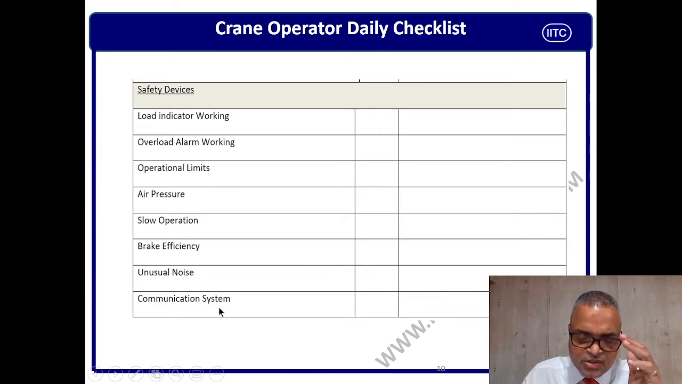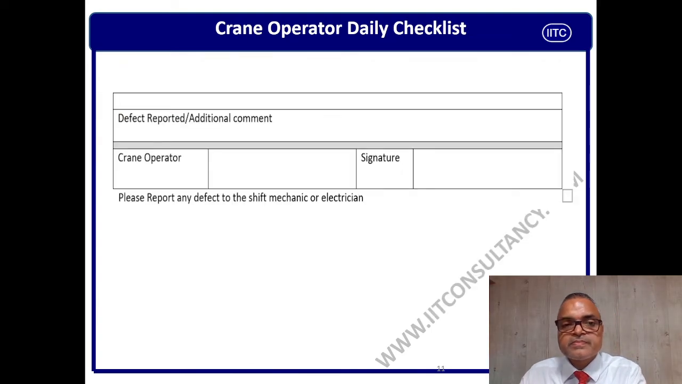Communication system. All your communication systems, your PAGA system, your radio system, your horn system, your reverse horn system, all systems should be working completely. Otherwise, you have to take appropriate action. Defect reported, additional comment. If some things are not in the checklist, you can put the defects and additional comments here. And after that, if there is a no for anything, you have to take appropriate action before you are going to use this crane for lifting purpose.